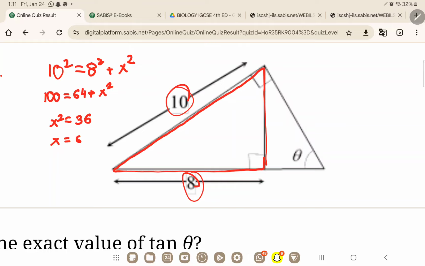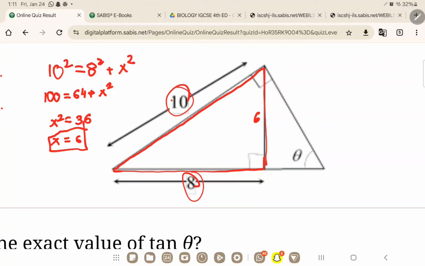Some people are going to say, can't it also be negative 6? Technically, in algebra, it can, but here it's a distance. A distance cannot be negative. A distance has to be positive. Hence, your only correct answer for this is 6. So now, we know that this side is 6. It's 6 here. So we have a 10, 8, 6 triangle.